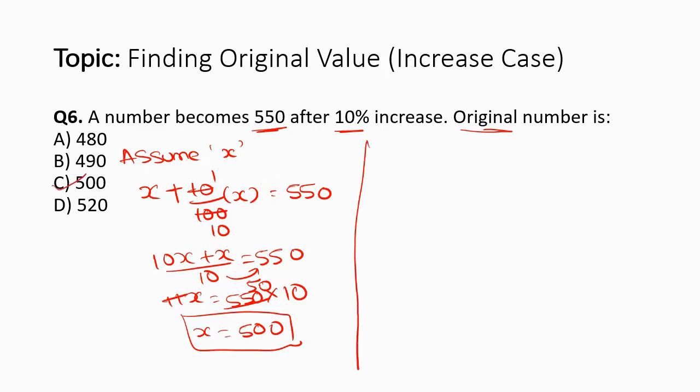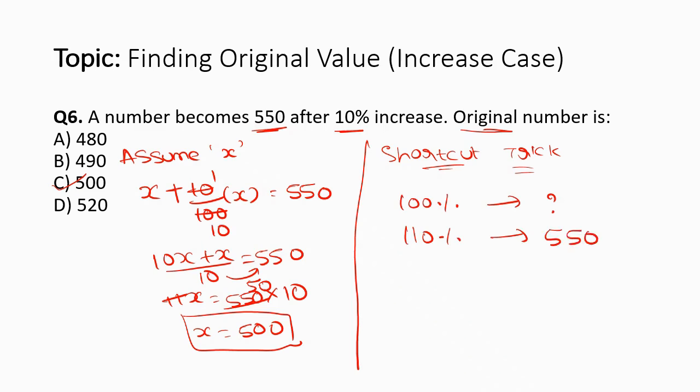Here is our shortcut trick. We don't know the original number, so 100% is the question mark. After an increase of 10%, 110% is the number, which becomes 550. So just cross multiply: 550 into 100 by 110. So the original number is 500.